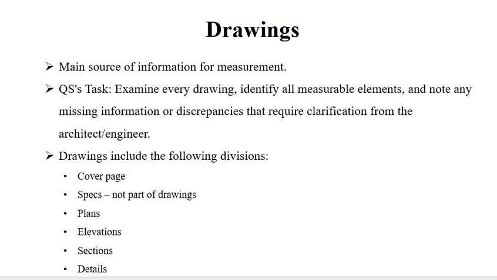And drawings, they give you the measurements of every item in your project, okay? And it's our job as a quantity surveyor to examine the drawing, and we have to identify which items we can measure on the site and how would we measure them. If there are any problems or discrepancies, we have to report and we have to get it corrected before the project is executed. These drawings, or the set of drawings, include these items: cover page, specifications.